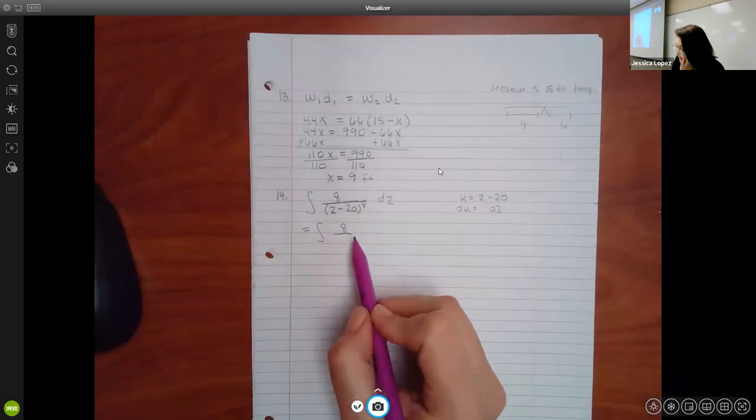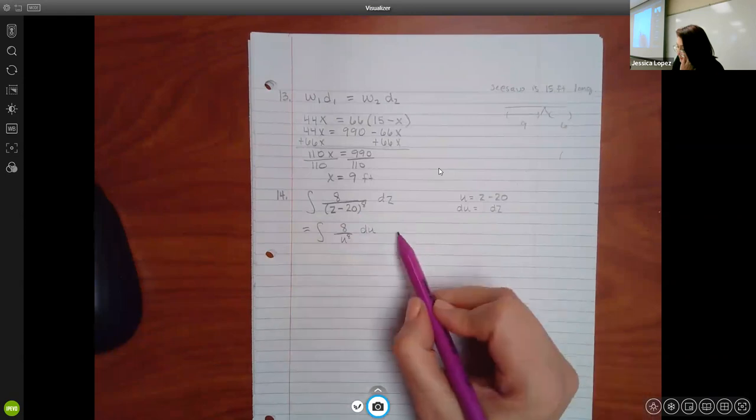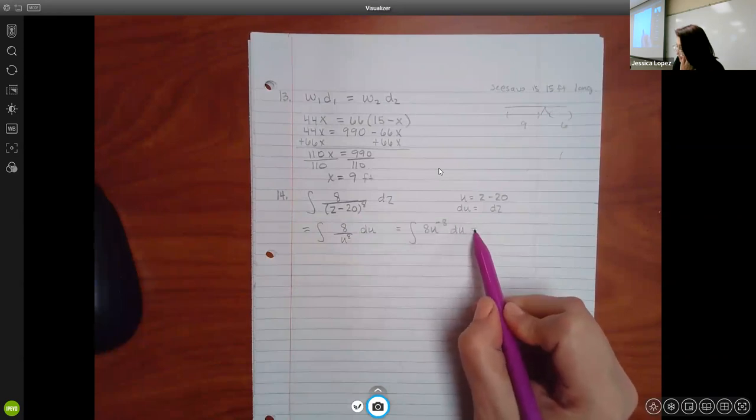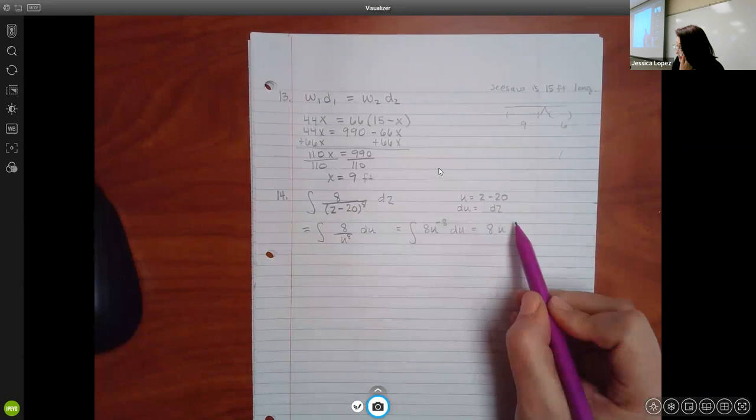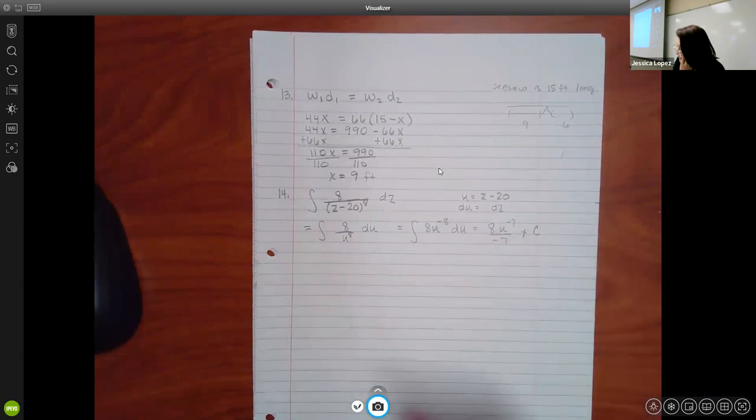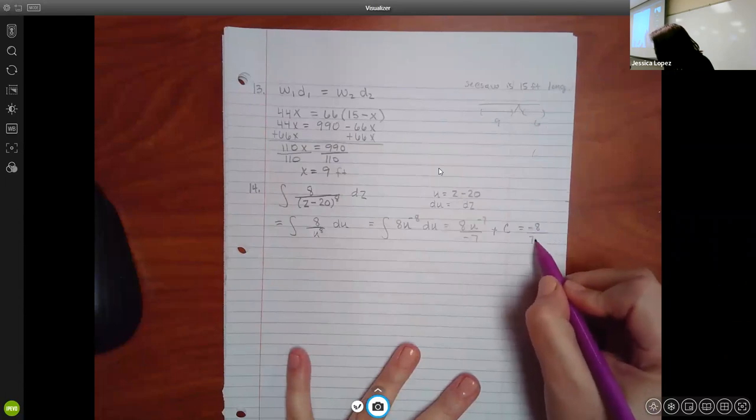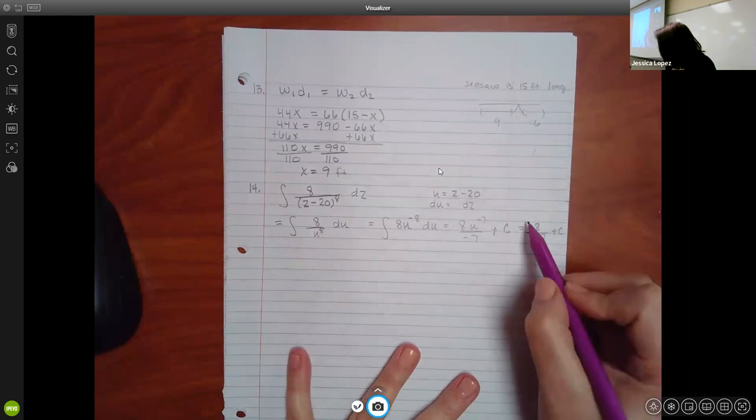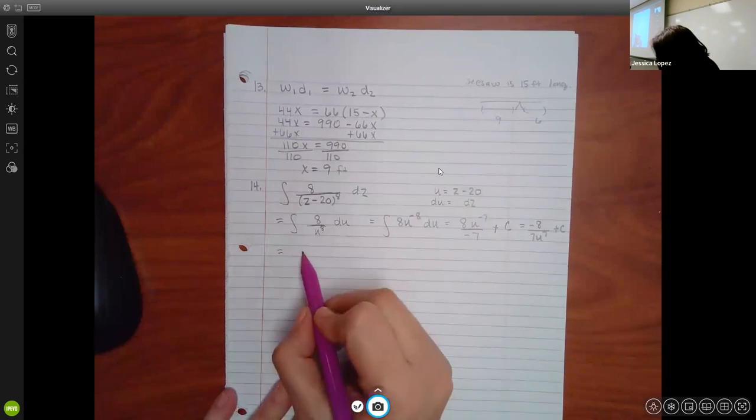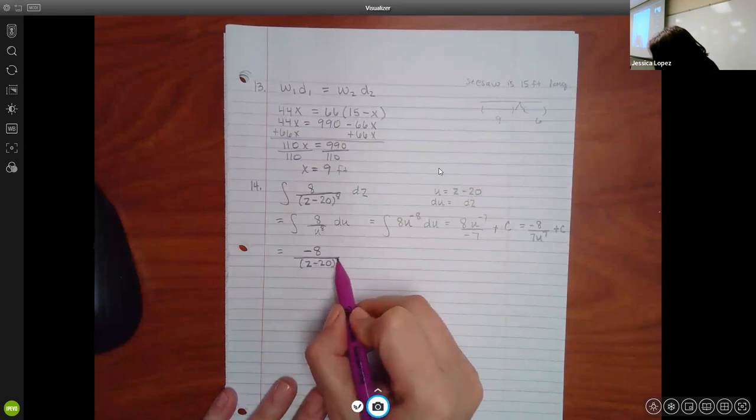So we have 8 over, and then that in there becomes u to the power 8. And then the dc just becomes du. Yep, that'll do it. Just write that as a negative exponent, and then you can apply the power rule. So if I add 1, I'll get negative 7, and then divide by the new exponent, right? Plus c, because there's no bounds. So we just end up with negative 8 over 7 u to the 7 plus c. Is it the final answer? No. Right, back substitute, right? So we get negative 8 over c minus 20 to the 7th power plus c.